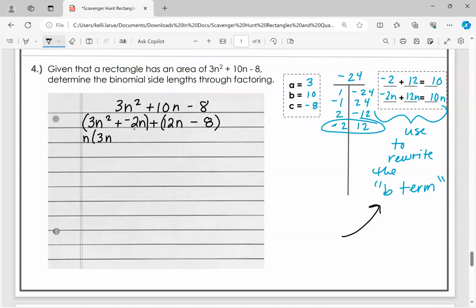And that plus negative 2n, well, I'm going to pull that n out. It's going to be the same thing as 3n minus 2. For that second group, the greatest common factor is 4.